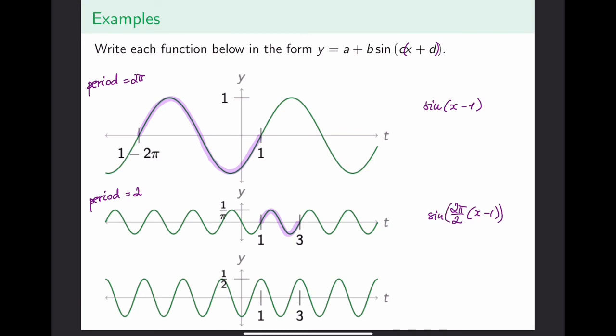And the last bit that I still have to incorporate is the fact that my graph doesn't go up until 1. My graph goes up until 1 over pi. So that is my amplitude, and therefore it has to appear in front of my entire function.